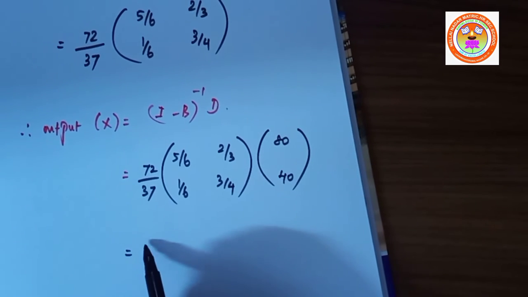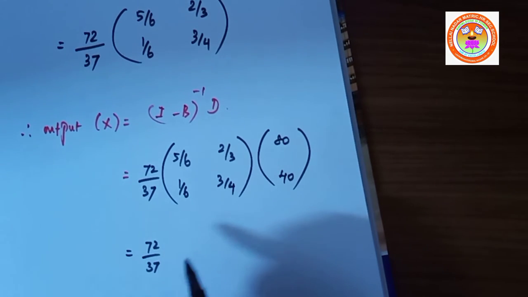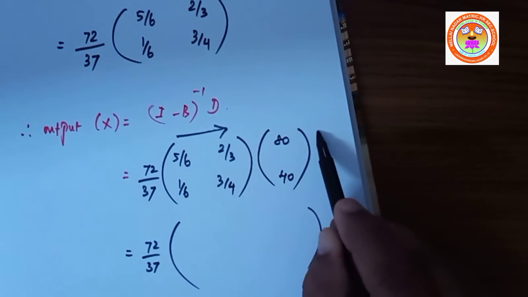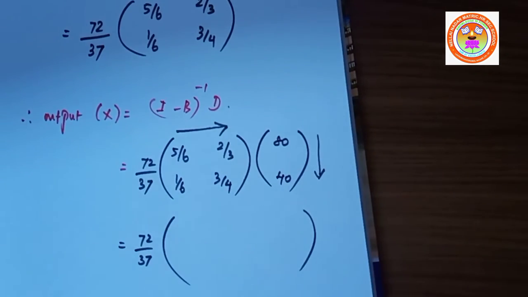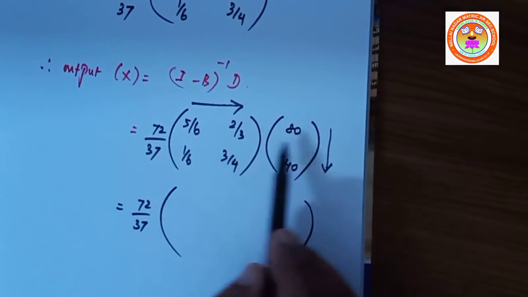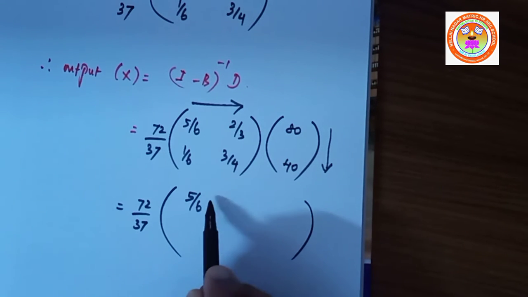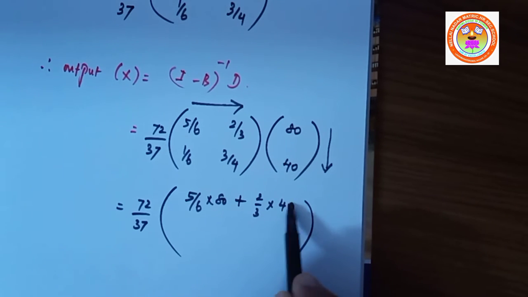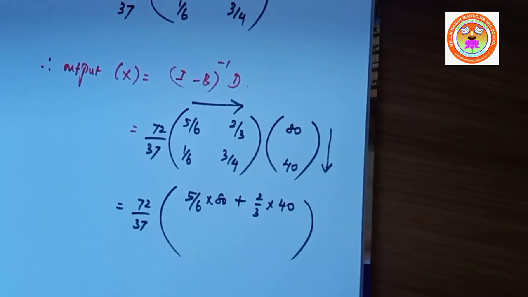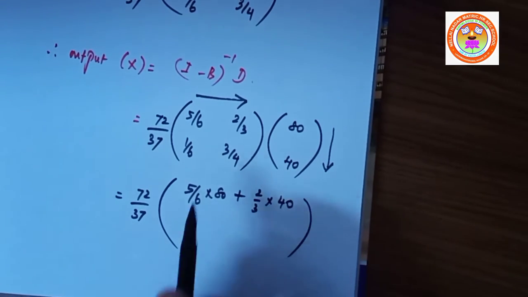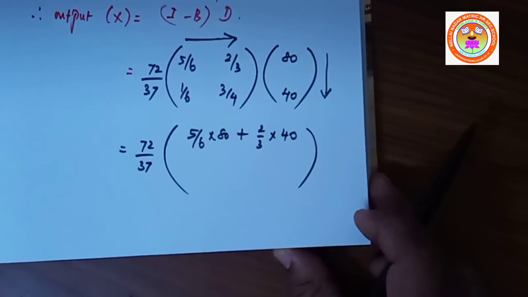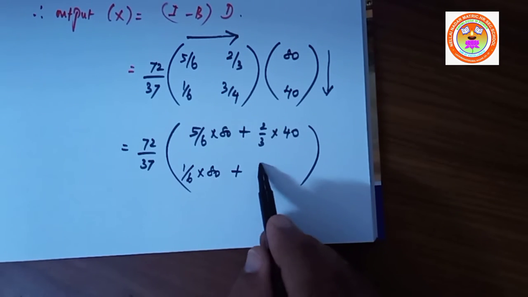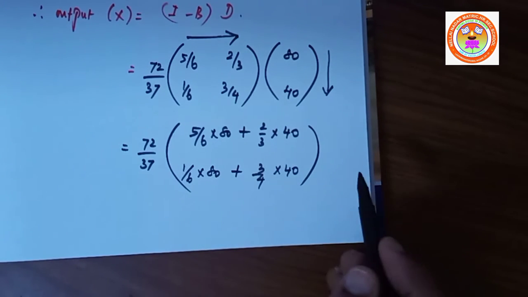That is equal to 72 divided by 37 into... you have to multiply row by column multiplication, you know very well. If you multiply 5 by 6 into 80, plus you have to multiply these two, 2 by 3 into 40. Then finally you have to multiply these two, 1 by 6 into 80, plus multiply these two, 3 by 4 into 40.